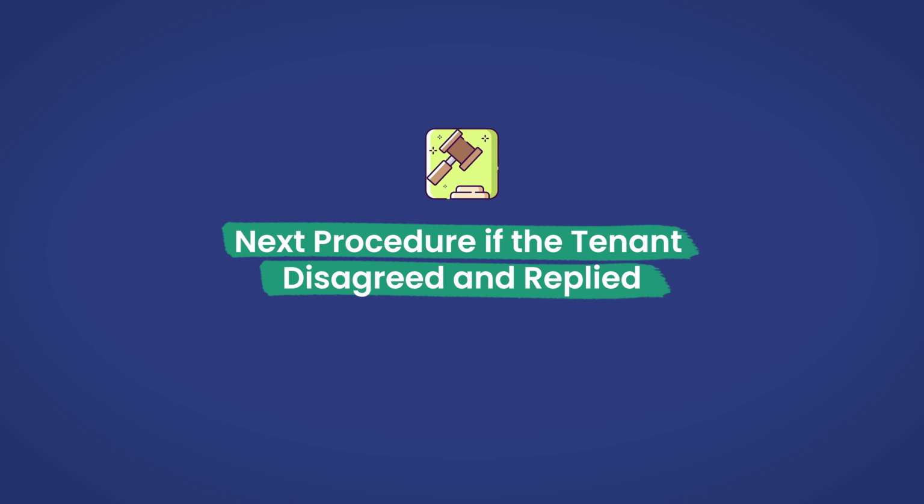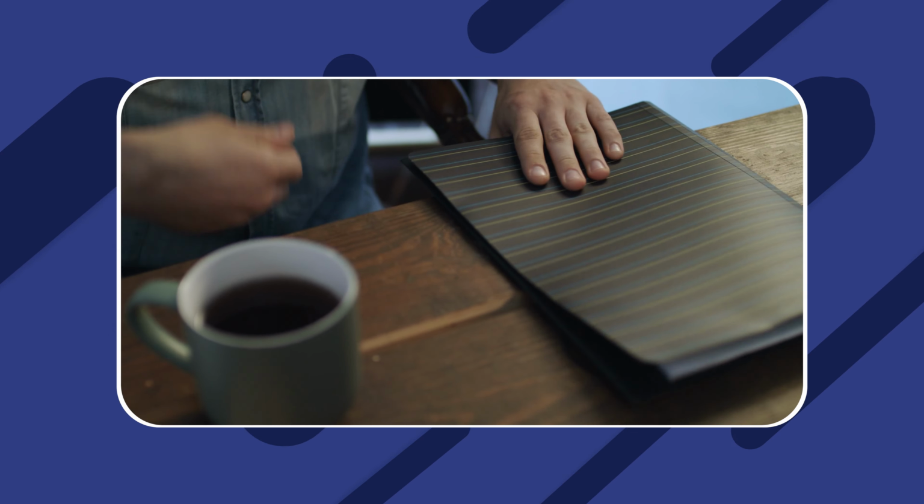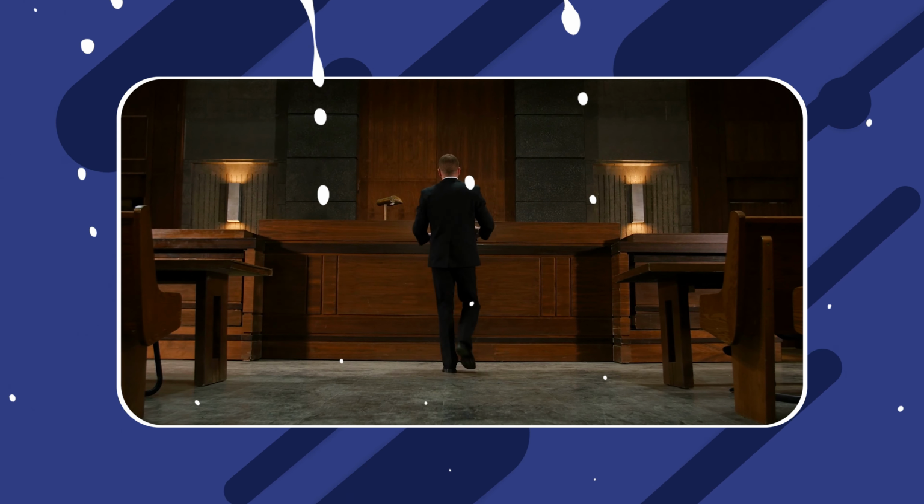Next procedure if the tenant disagreed and replied. In the state of North Dakota, a reply from the tenant is not necessary for a court date to be scheduled. They only have to show up to the hearing. The landlord needs to support the claim with evidence and show it during the hearing. Any information provided by the landlord's evidence is crucial to the outcome of the hearing.